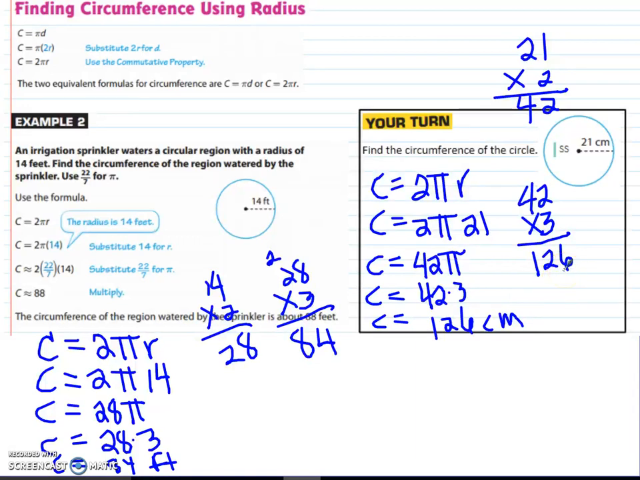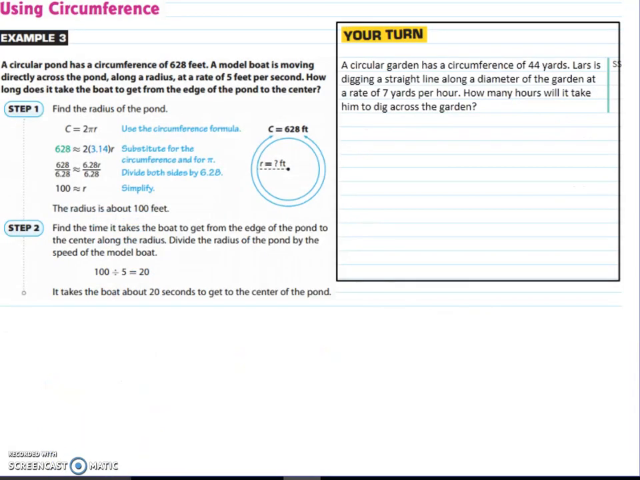Okay, flip it to the back side. Okay, so it says a circular pond has a circumference of 628. A model boat is moving directly across the pond along a radius at a rate of 5 feet per second. How long does it take the boat to get from one edge to the center?